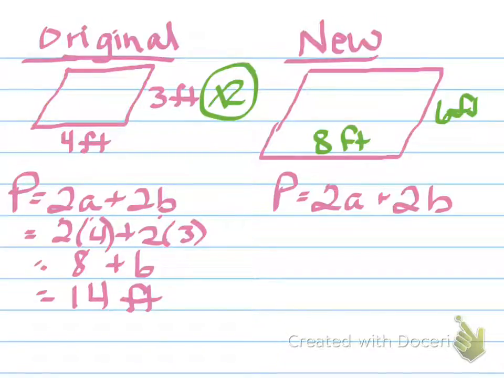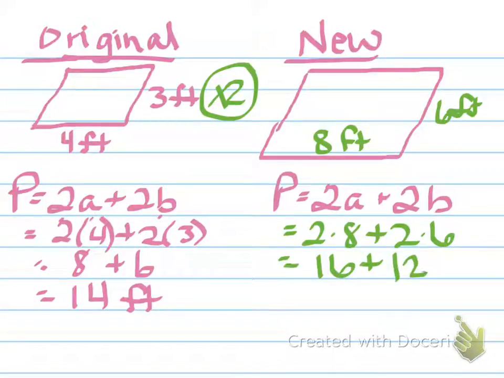All right, so we've got 8 feet and 6 feet. We're going to set up our perimeter formula again. So we're doing 2 times 8 plus 2 times 6. 2 times 8 is 16. 2 times 6 is 12. And so our answer is 28 feet. So now we've said that the perimeter of the new shape is 28 feet.